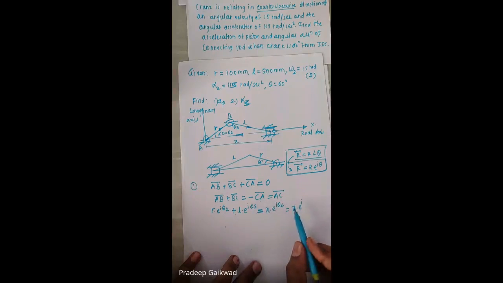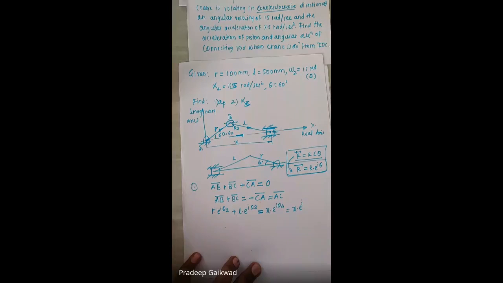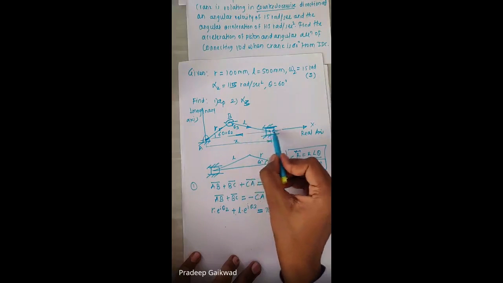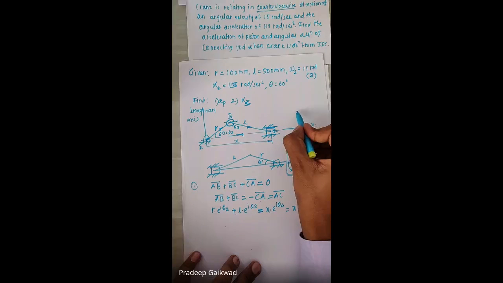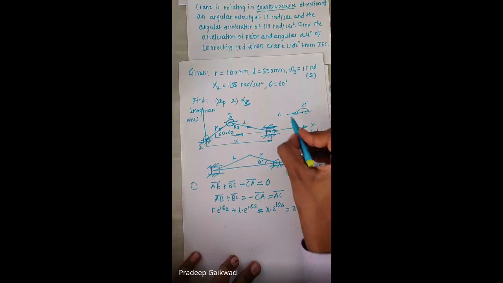Now see, one more thing. If I write CA, see the difference please. Then how much angle is it? 180, because I'm moving from C to A. You can see CA is starting from here. With respect to positive x, it will be 180. But when I'm writing AC, how much is that angle? Zero. Understand?